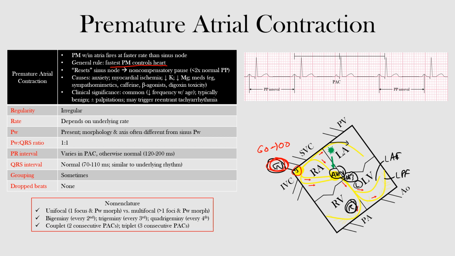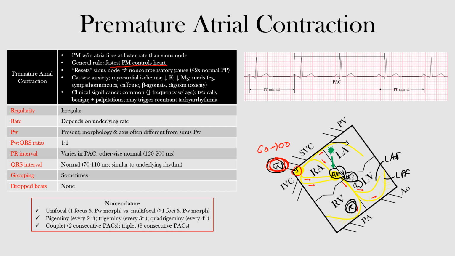If we have a premature ectopic beat originating from the AV junction, we call that a premature junctional contraction, or PJC. And then we have premature ectopic beats that could originate from the ventricles. We call those premature ventricular contractions, okay, PVCs. So our focus here is these PACs, and these are the ones that arise from the atria.